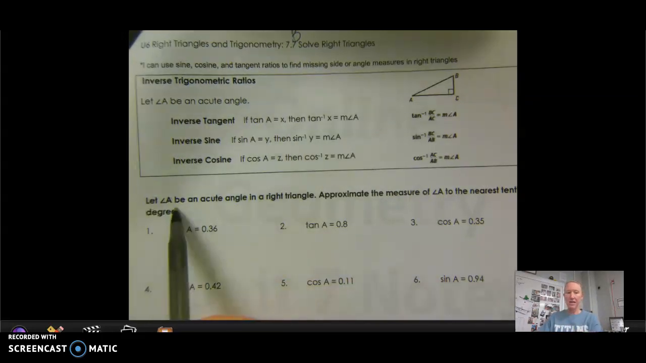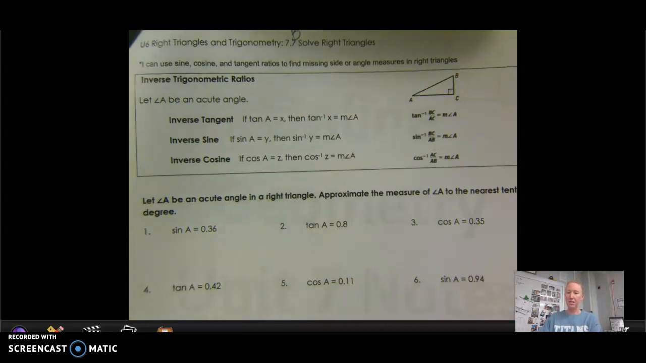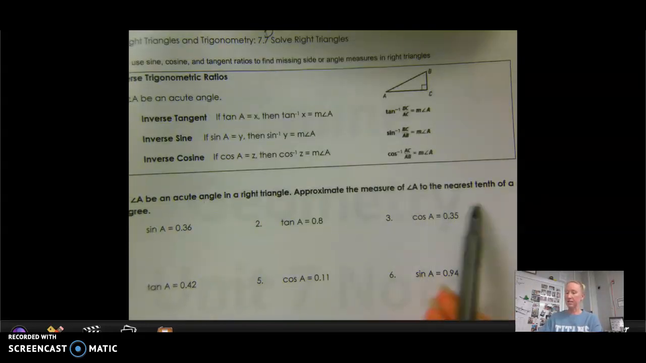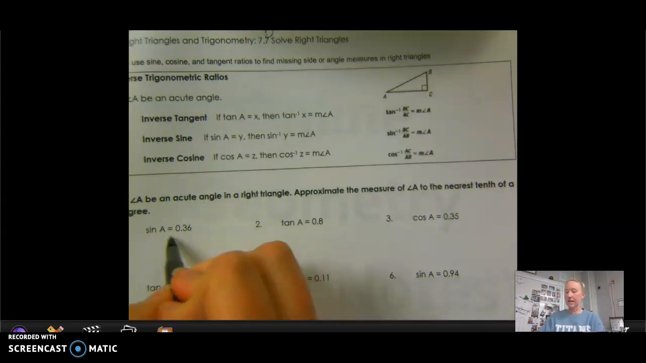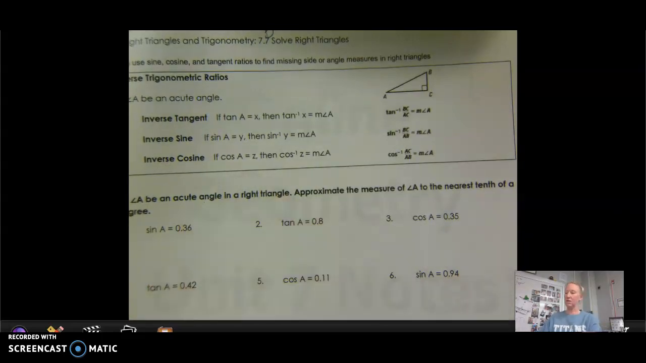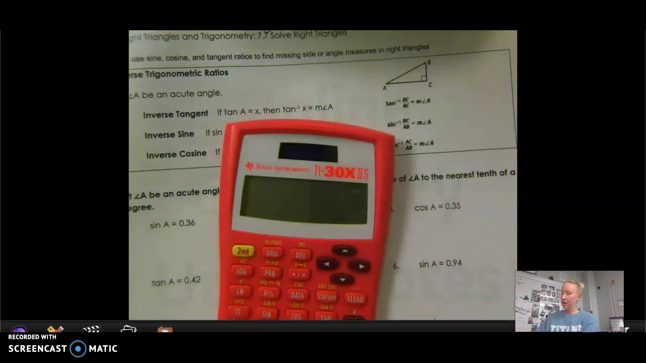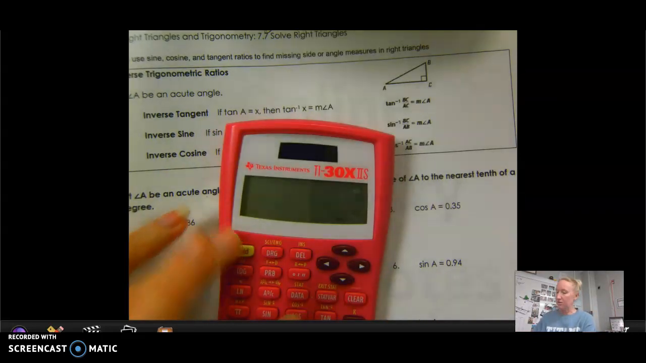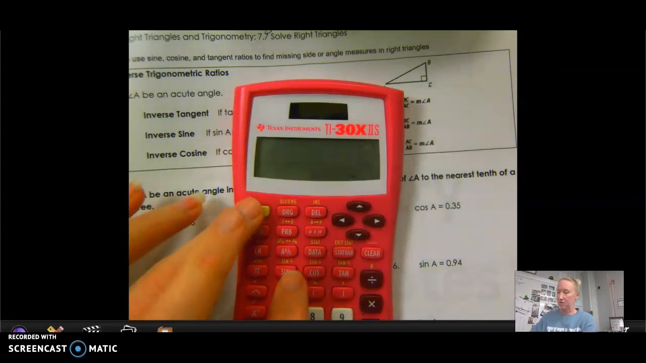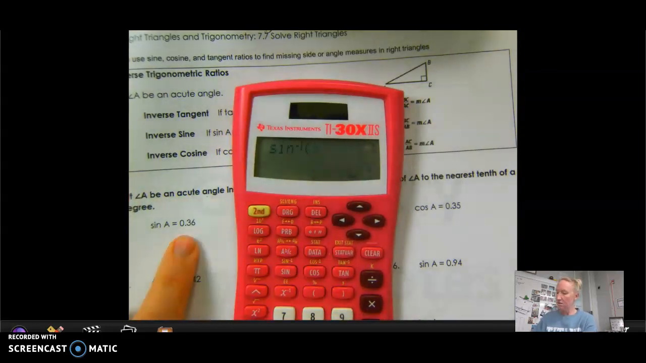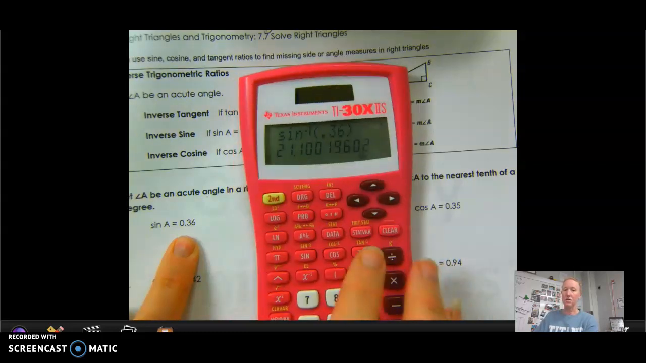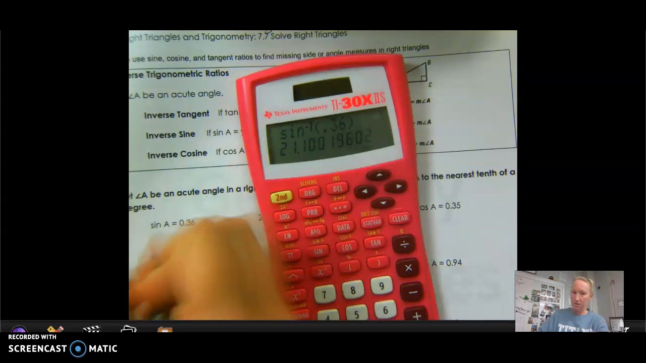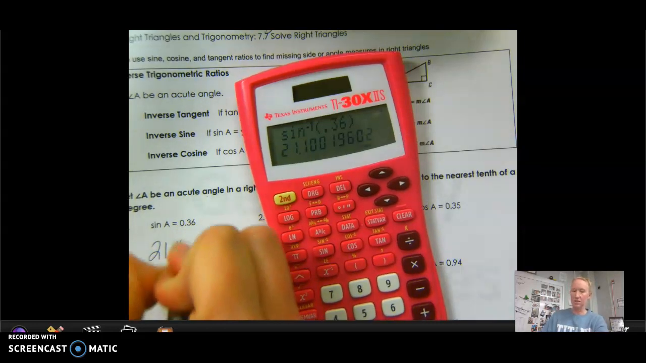So, let angle A be an acute angle in a right triangle. Approximate the measure of angle A to the nearest tenth of a degree. So what they're saying is the sine ratio is 0.36. So we have to find the angle measure by using the inverse trig function. So I'm going to do inverse of sine, 0.36, enter. So this is saying that that angle will be 21.1 degrees.